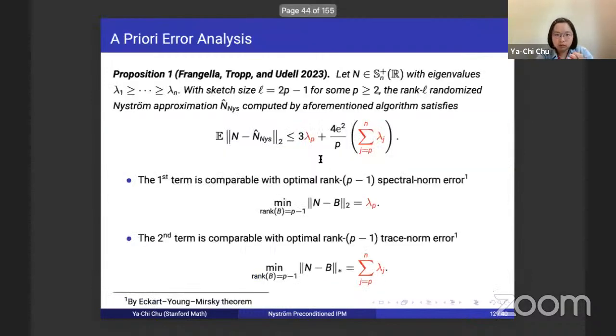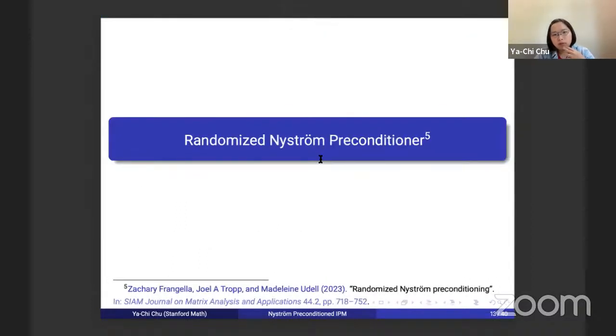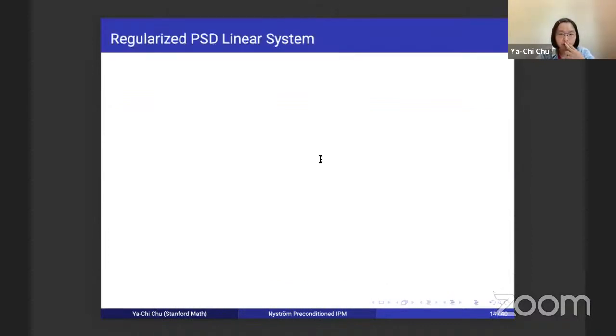Okay, so this is what the Nystrom approximation is. Okay, so we will keep going and talk about how we use this approximation to construct the preconditioner. But before that, is there any question about the Nystrom approximation? Okay, so we can move on. So how could we use this to construct the preconditioner?